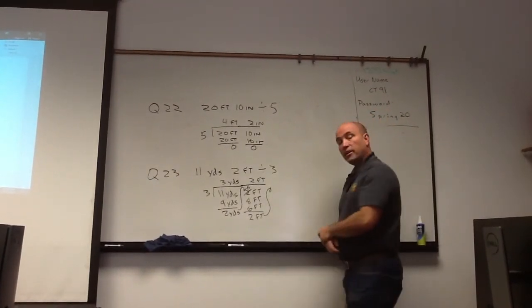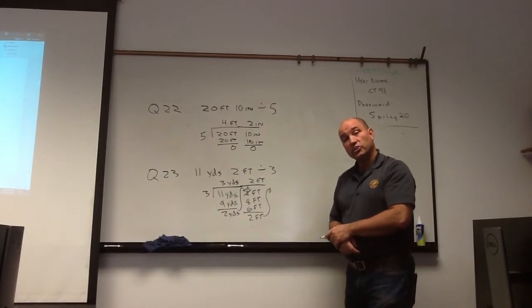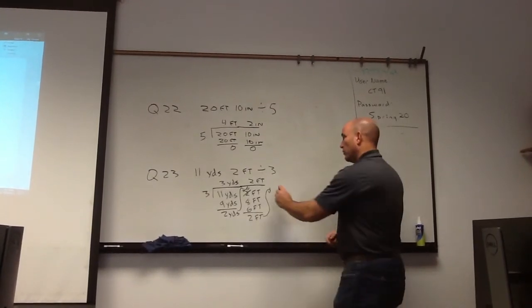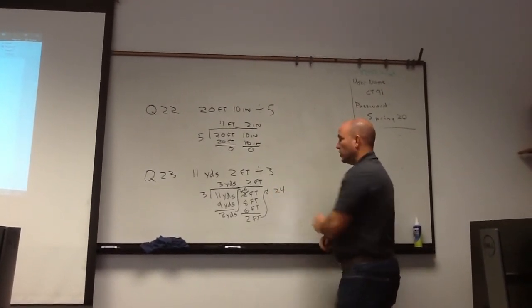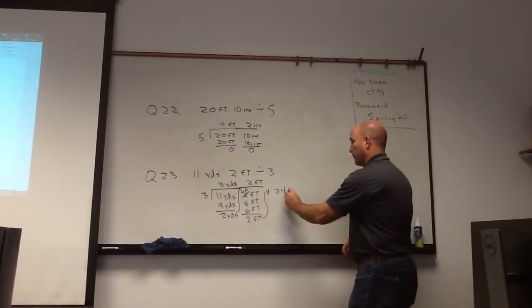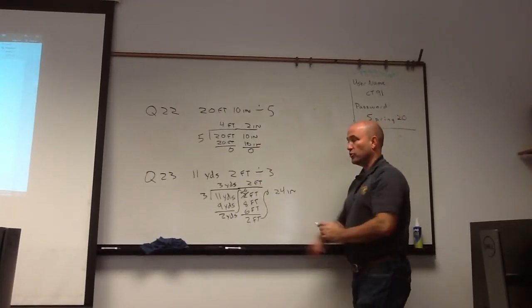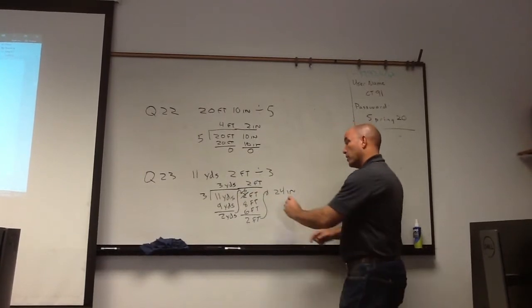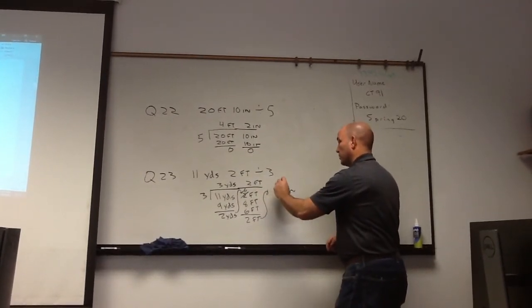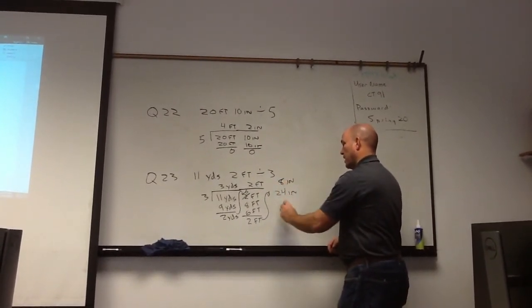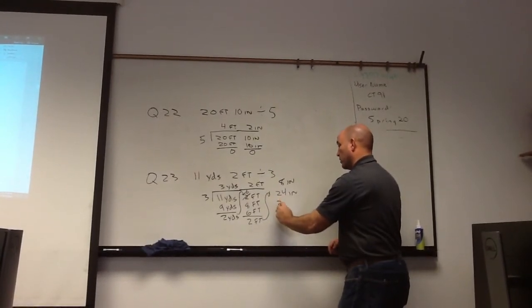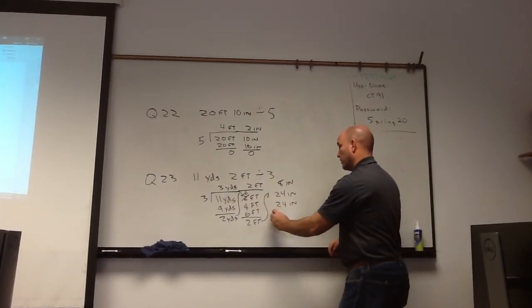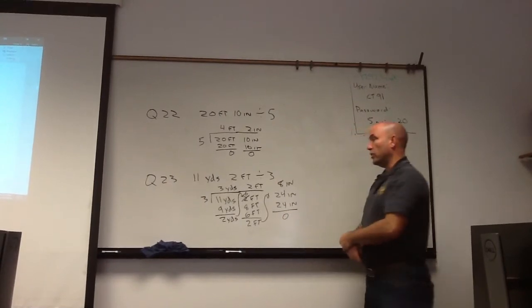And so how many, 2 feet is how many inches? 24 inches. And so now we're going to ask the same thing. How many times does 3 go into 24? It goes 8 times. And 8 times 3 is 24. And we have no remainder, thank goodness.